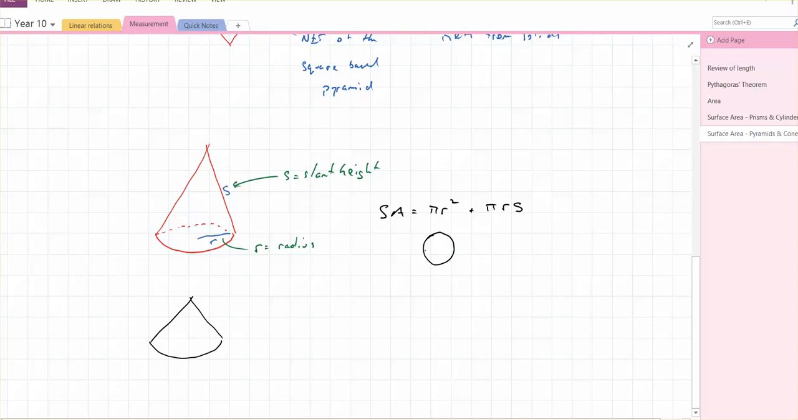and the bit around the cone that wraps around is the sector of a circle. Yowie, that looks terrible. I can do a better sector than that. Okay, so that's the pi r s bit, and this is the pi r squared bit. If you think about joining that corner to that corner there, you end up with a cone. So that's the surface area of a cone.